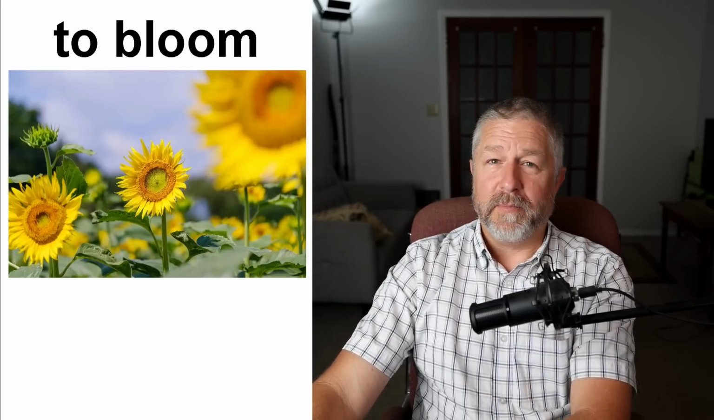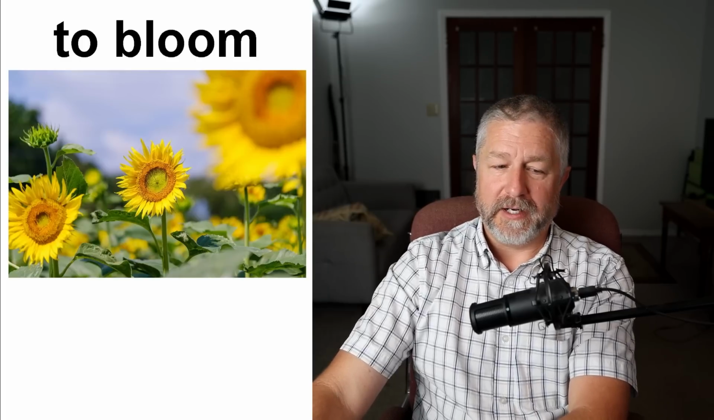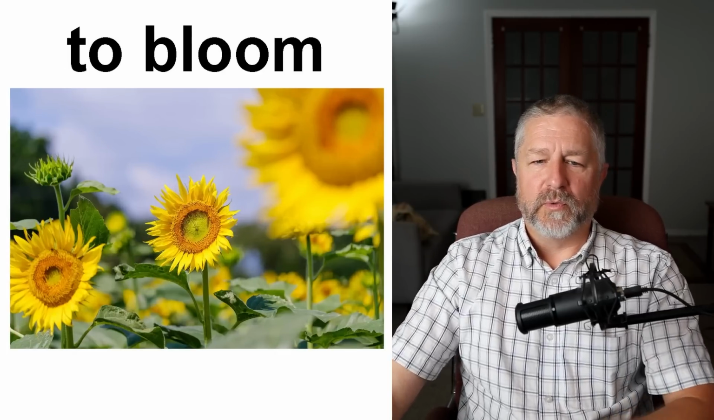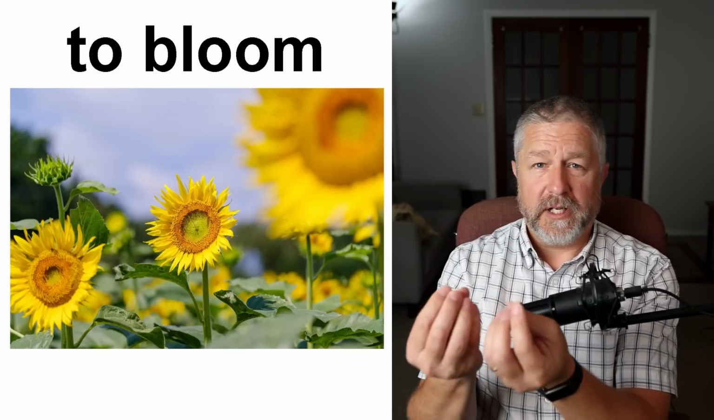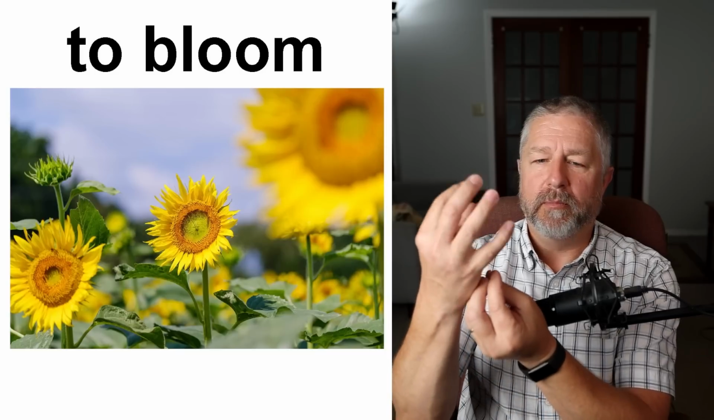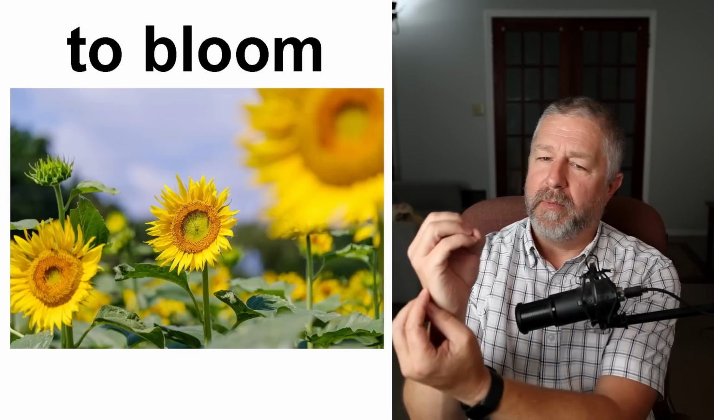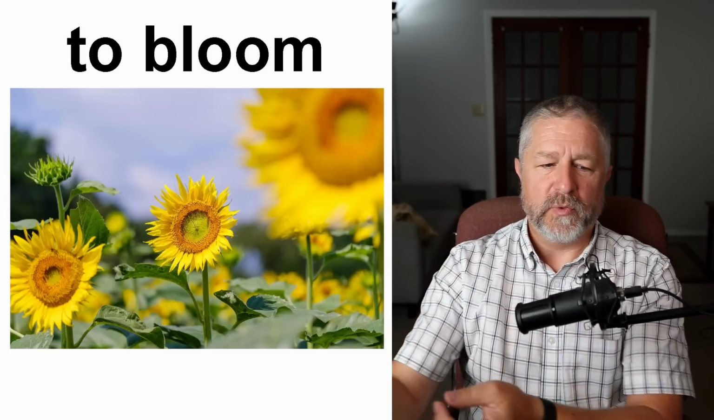So it's kind of fun because we have a lot of flowers blooming on our farm right now. So a plant will grow. There will be a stem and there will be green leaves. And if it's a flowering plant, eventually it will bloom. Eventually there will be a bud. And when the bud opens, we use the verb to bloom.